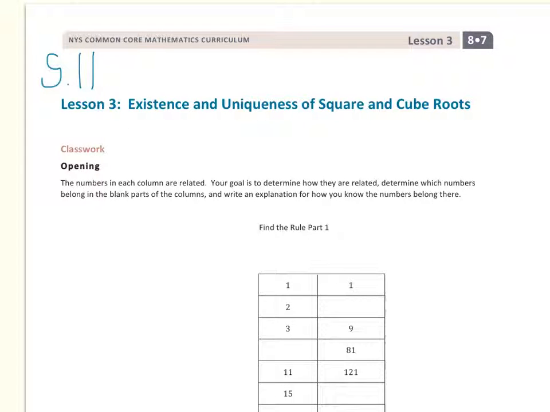Okay, go ahead and turn to page S11, page 11. We're going to look at lesson 3. I know we're skipping 2. You already know how to do lesson 2. So we're going to jump right to lesson 3.